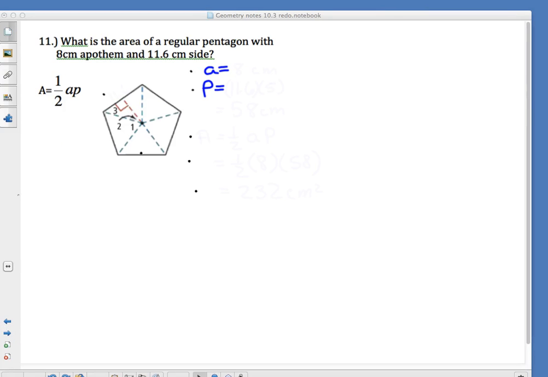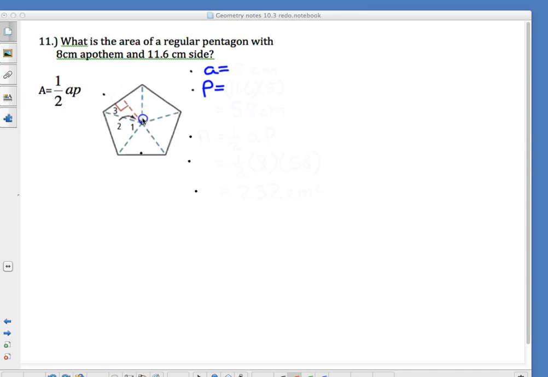Let's debrief. Make sure you recognize words when you read them. That's the thing that makes this class difficult. I expect vocabulary knowledge. You don't just need to know math, you got to know vocabulary too. So what is the area of a regular pentagon, a five-sided figure, with an 8 centimeter apothem and an 11.6 centimeter side?